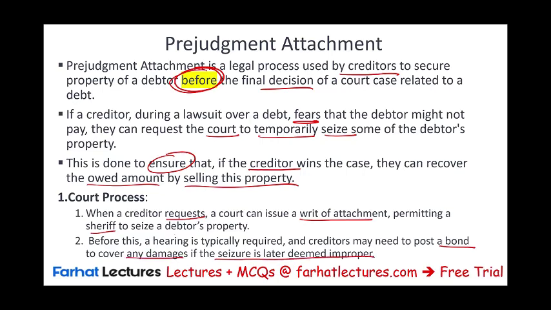So let's assume down the road the creditor lost the case. Well, they have to put up some money because there are damages, there are costs related to this. So the creditor has to be almost perfectly sure that they need this prejudgment attachment.